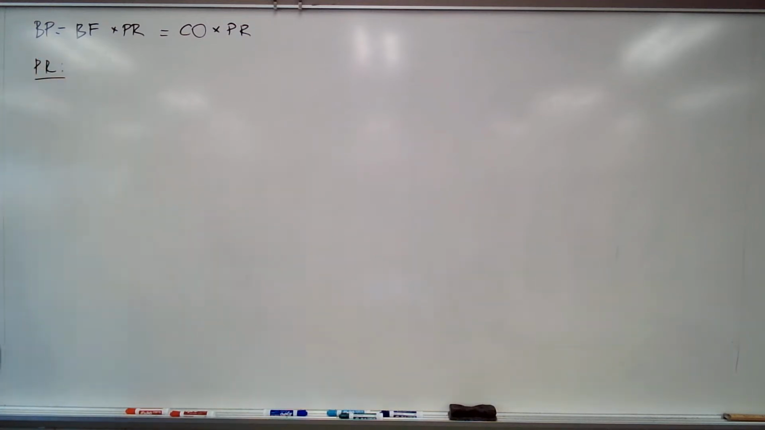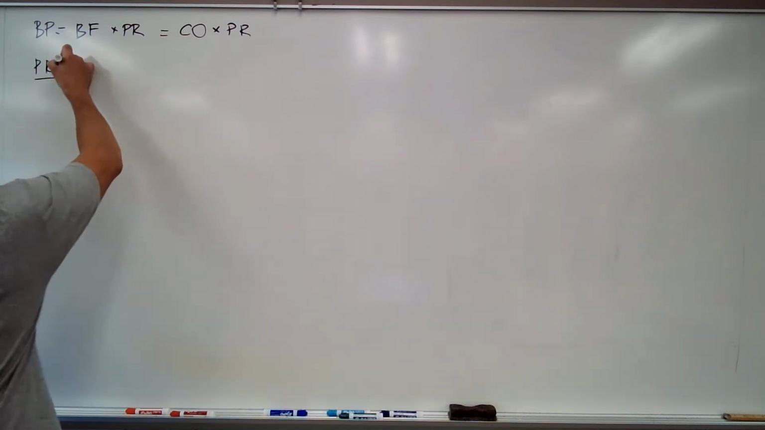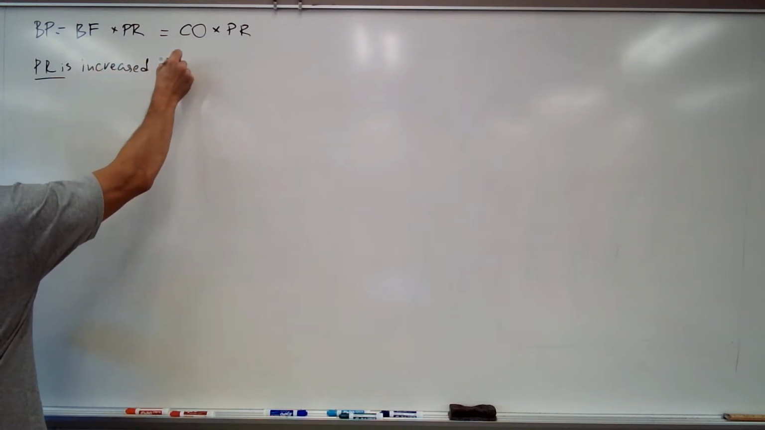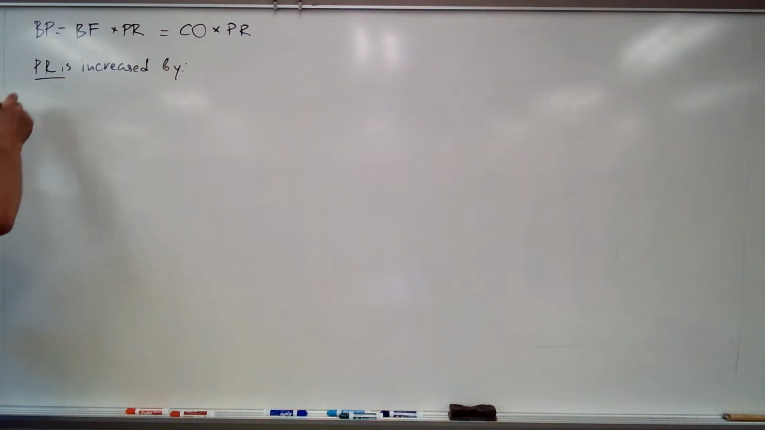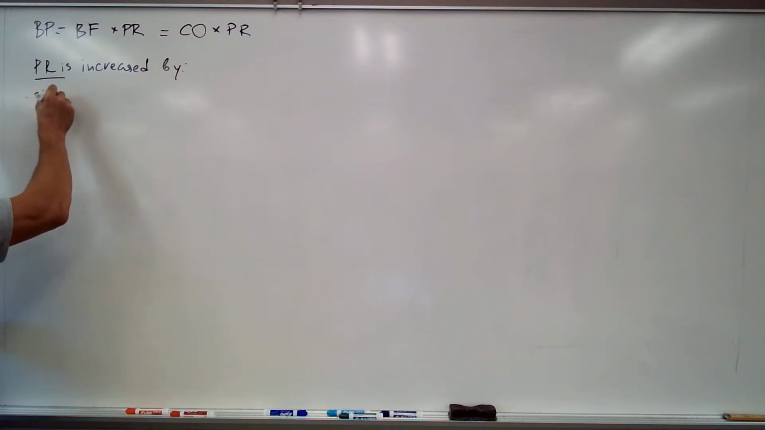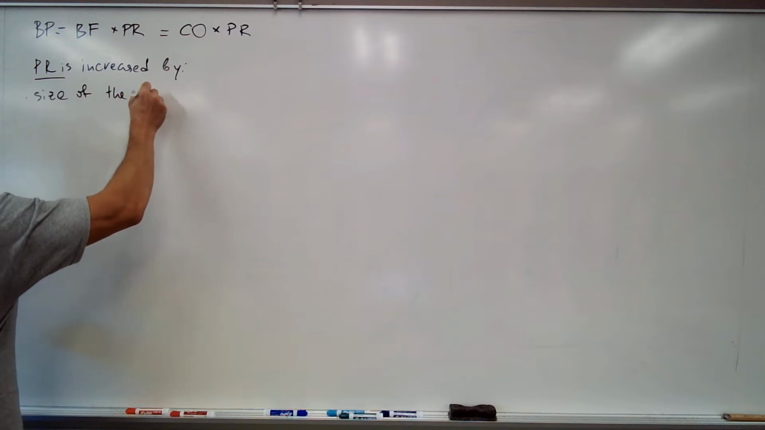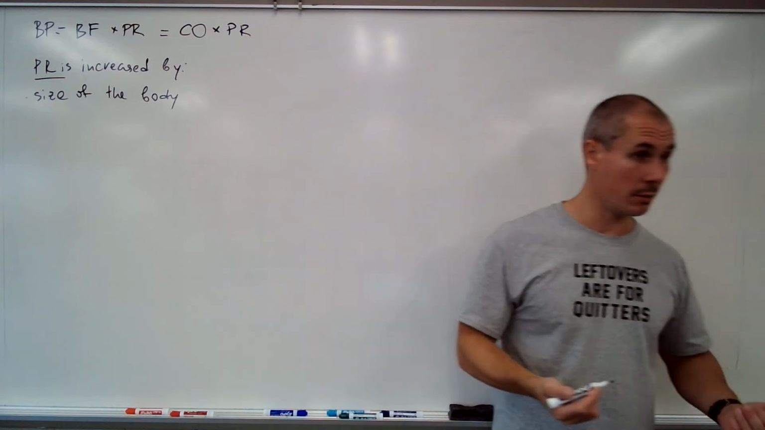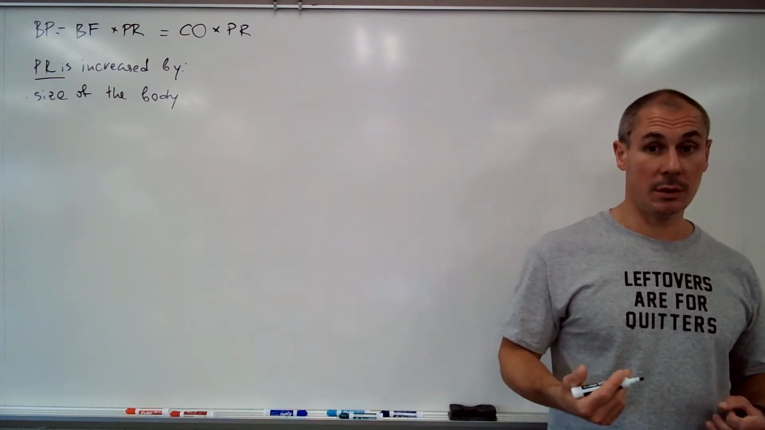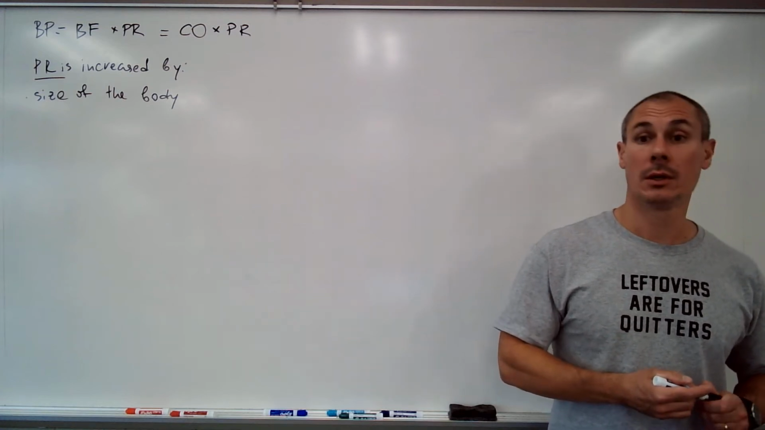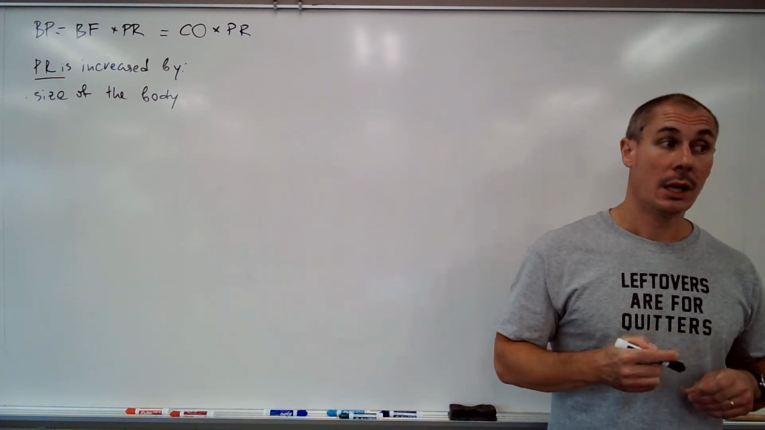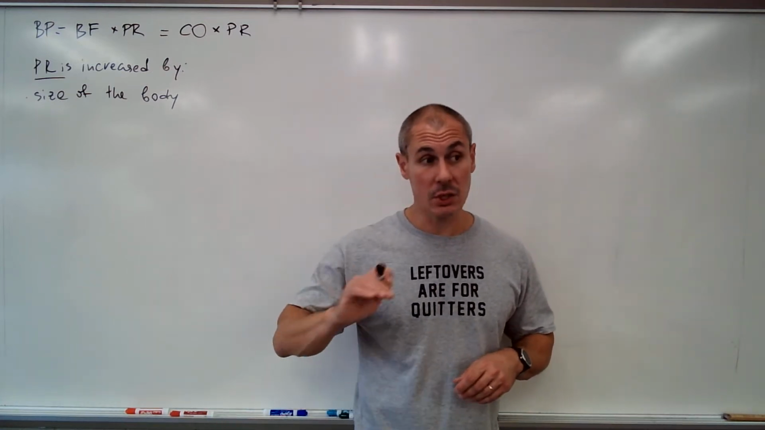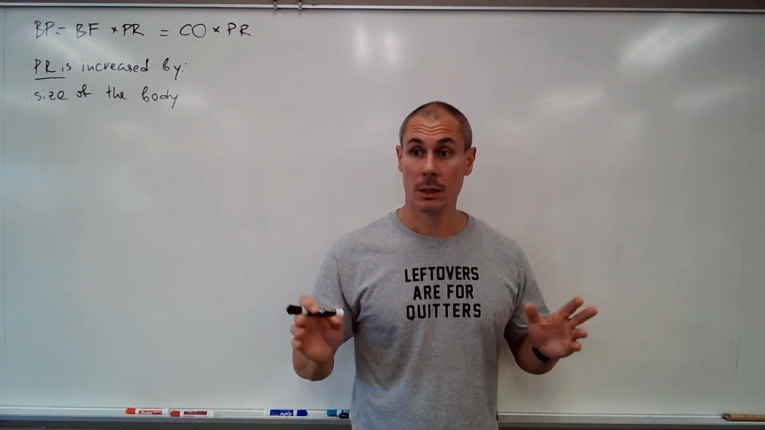So what are the factors that increase it? Peripheral resistance is increased by, first of all, size of the body. When somebody is bigger, they have more blood vessels, right? More blood vessels means higher peripheral resistance. Are we clear? It doesn't contribute much. It's not a huge deal, but it is a little bit of a deal. So far, we good?